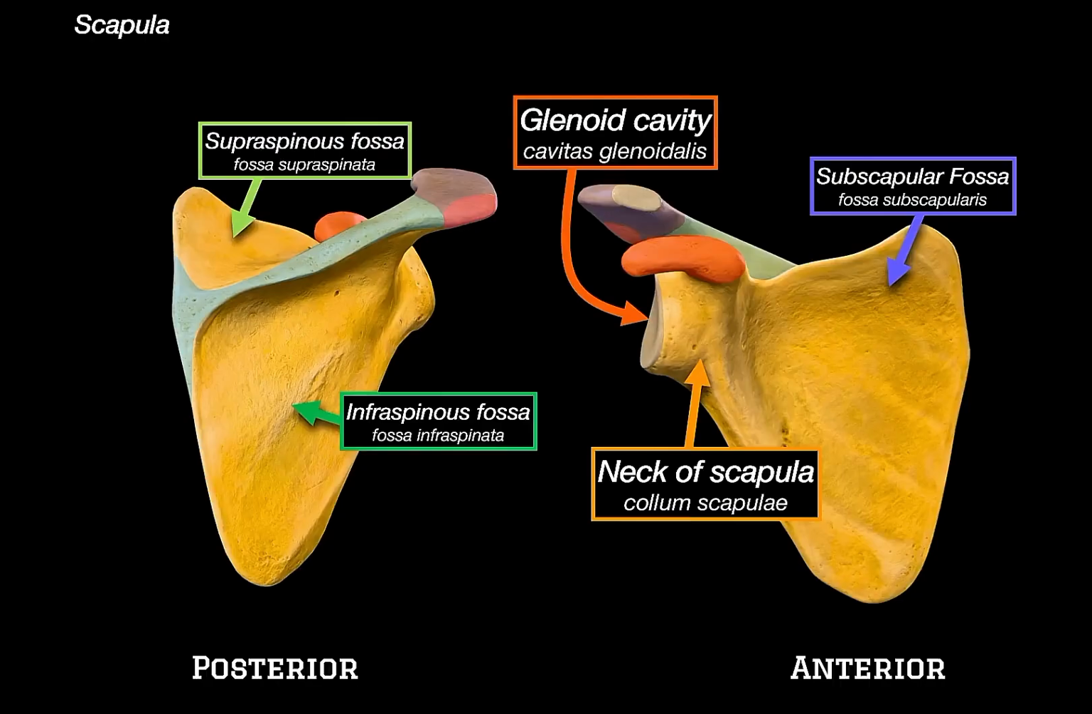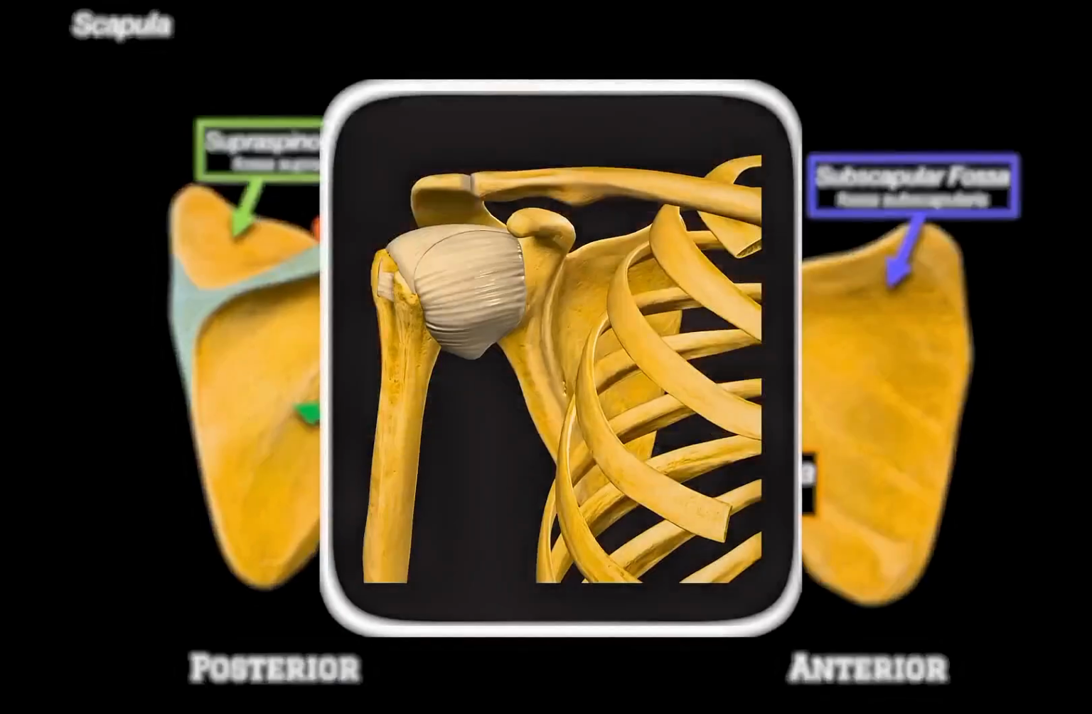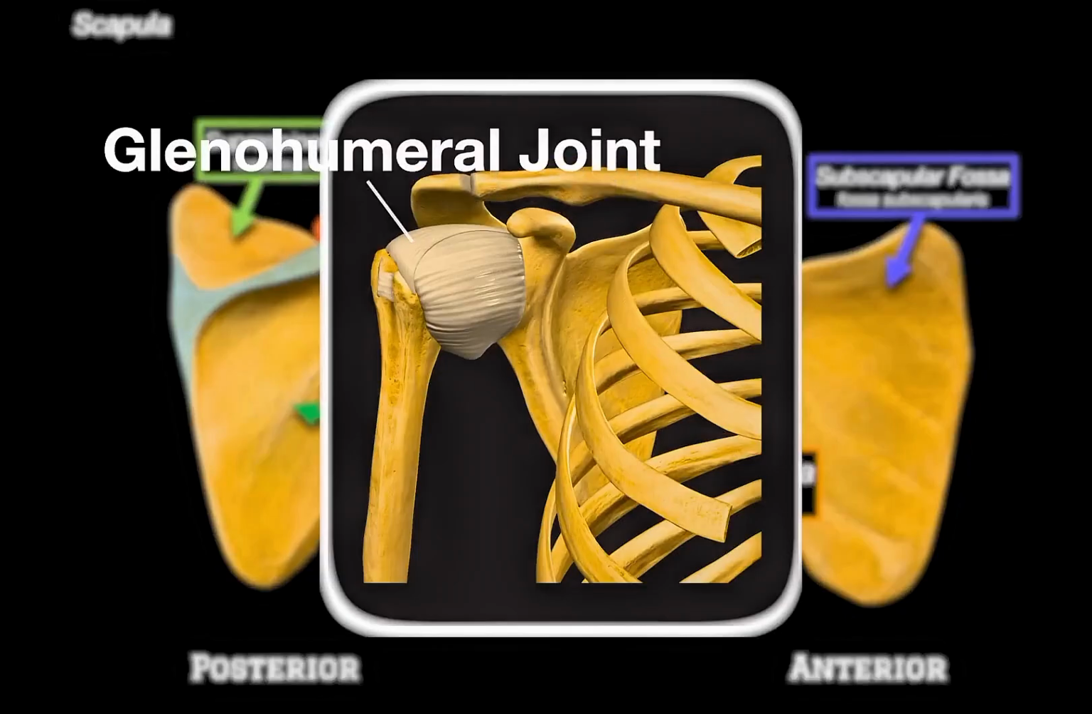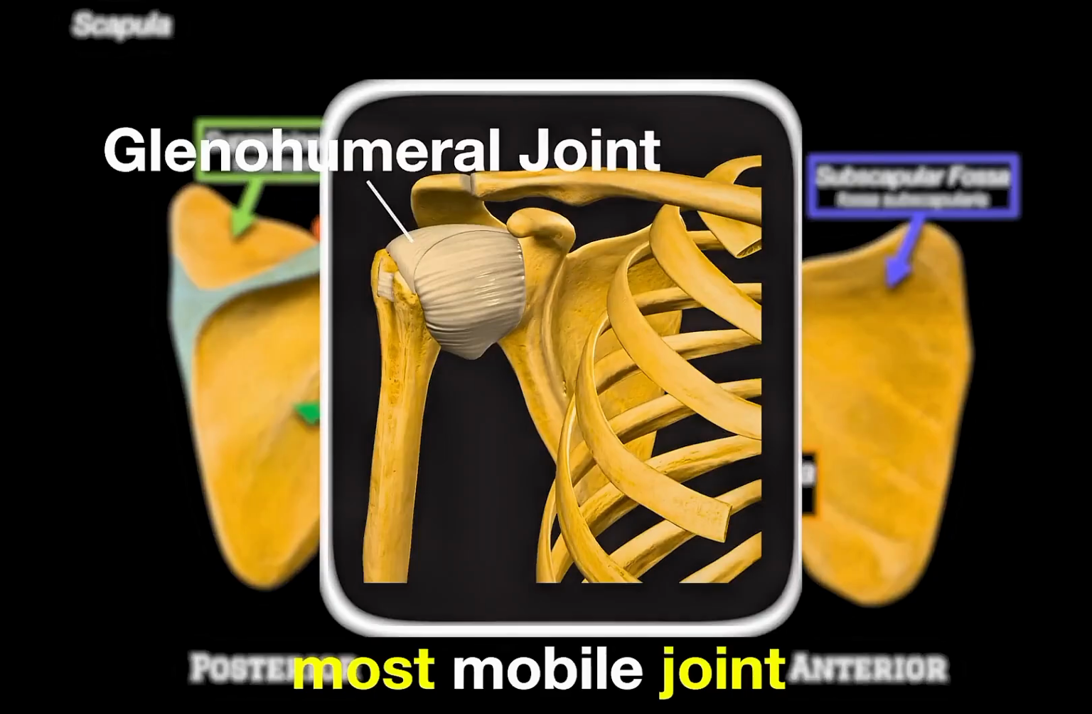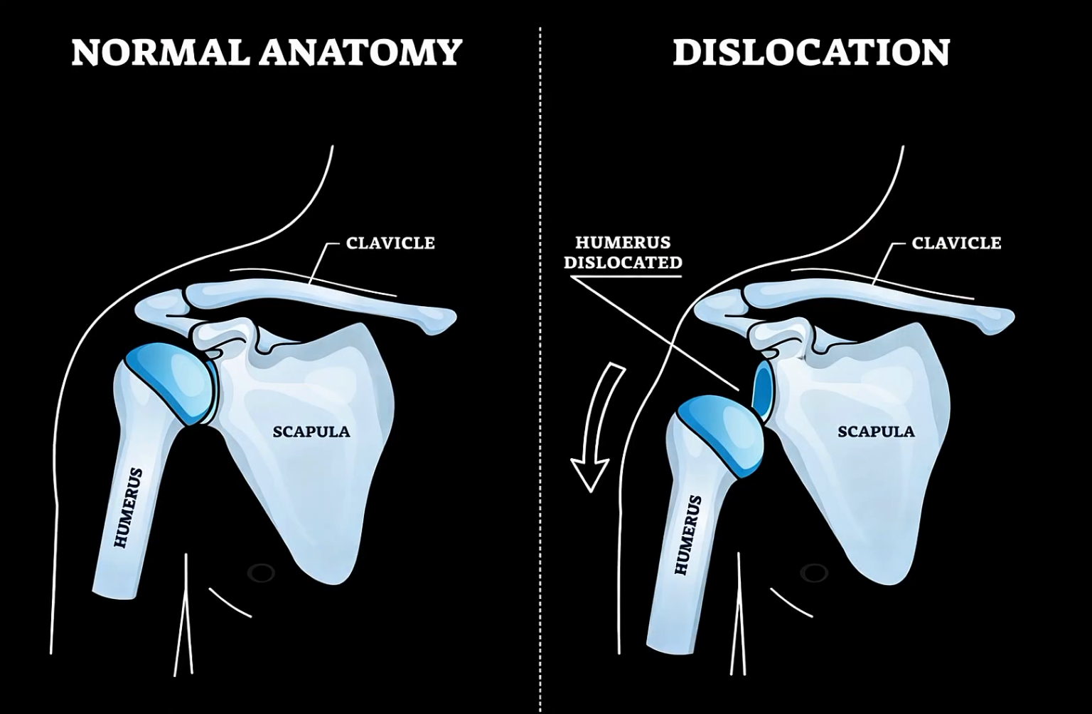Glenoid cavity and neck of the scapula. Just medial to the glenoid cavity is a slightly narrowed region called the neck of the scapula. The glenoid cavity itself is a shallow, pear-shaped socket that articulates with the head of the humerus to form the glenohumeral joint, which is the main shoulder joint. This joint is the most mobile joint in the human body, allowing a wide range of movement. However, this mobility also makes it prone to dislocation.